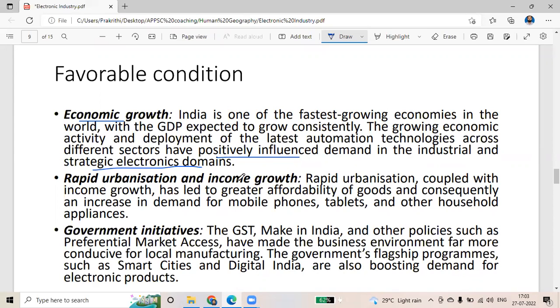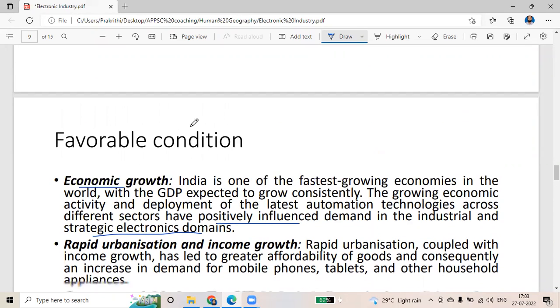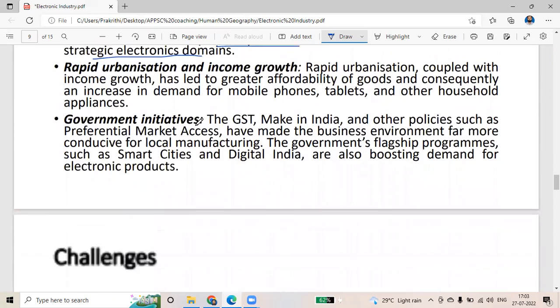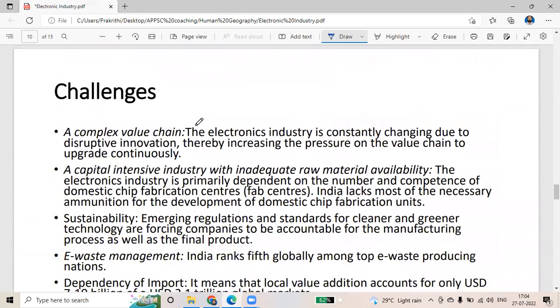Capital invest क्यों होता है? Because we have the consumers, we have a big market in India. So government initiatives to attract FDI, foreign direct investment, and the domestic investment is there. So these are some of the favorable conditions for the growth of electronic industries in India. Then we have some challenges as well. I'm saying about the Indian context. It can be applied to the world itself. So first one is a complex value chain.